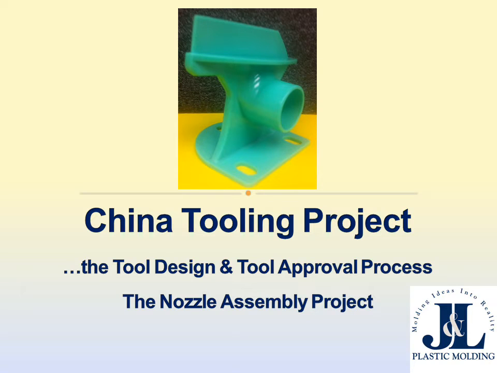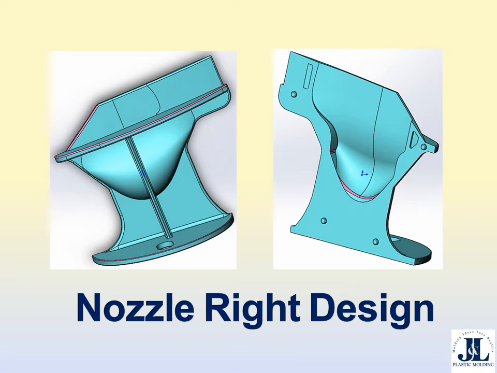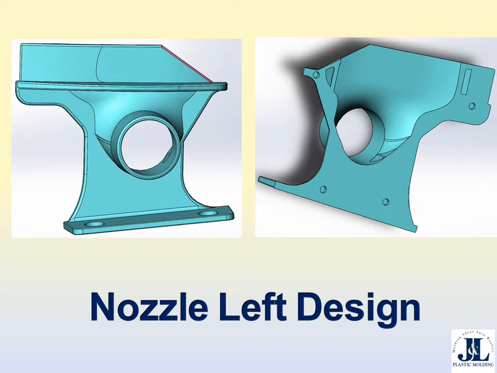This recent project was to supply a final nozzle assembly made from a molded left and right half. We were supplied with 3D CAD files for the final assembly and the left and right half. A type and grade of polycarbonate was specified, along with a Pantone color. J&L quoted building a 2-cavity 1+1 family tool to be built by our vendor in China.